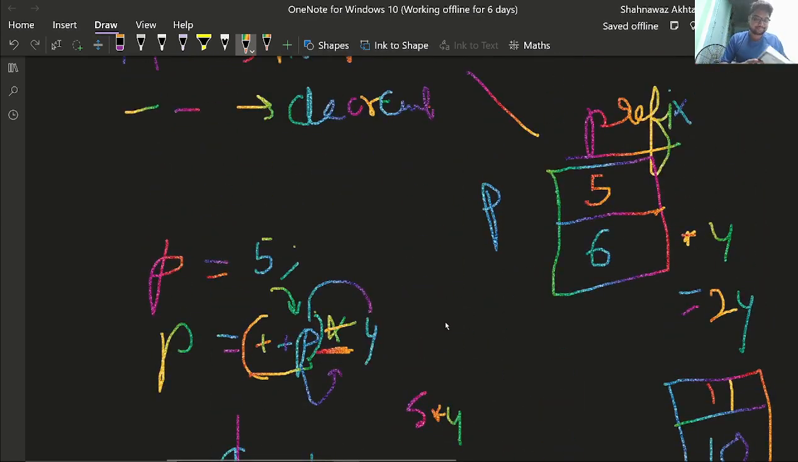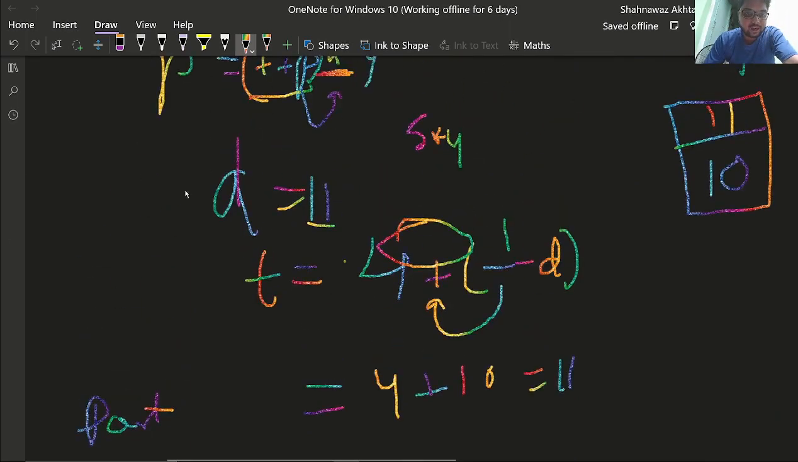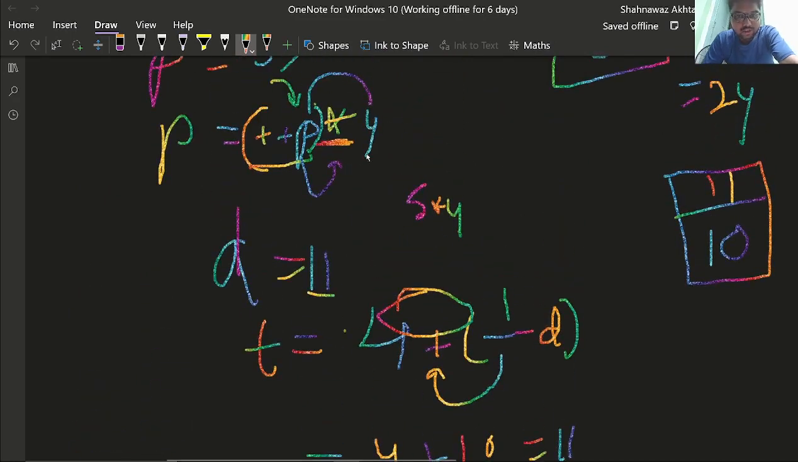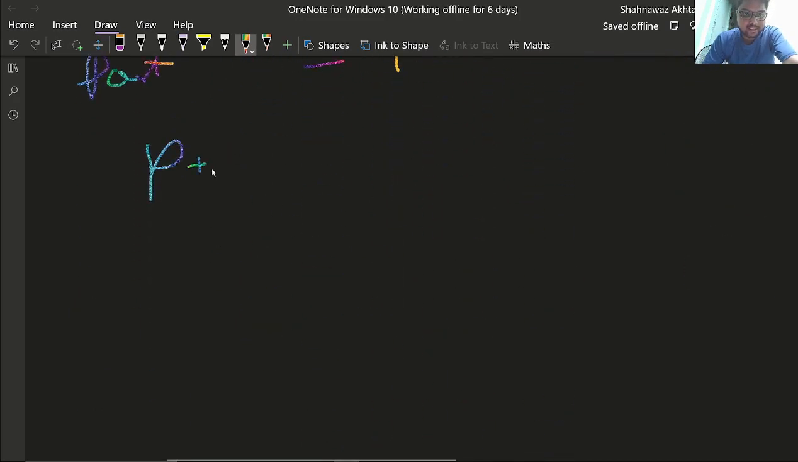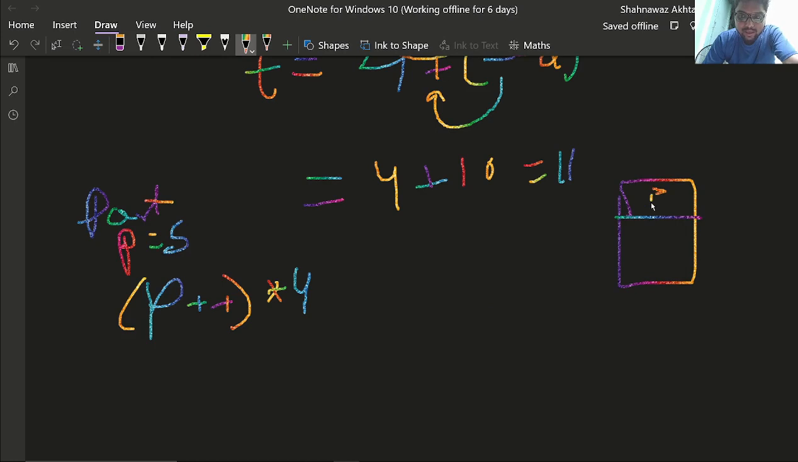Now what happens? Just take these examples again. What happens when it is postfix? I will show you that similar expressions will give different results when converted from prefix to postfix. Consider this memory. Initially, p is 5. It says that in postfix it will increase or decrease. When it is given plus plus, then it will increase.